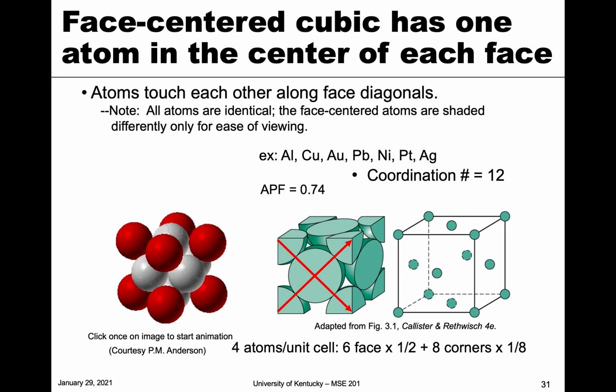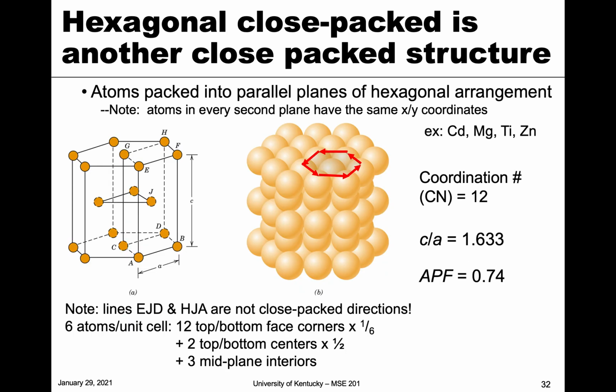So that's kind of how we can look at the face-centered cubic structure. All right, so all the other ones so far have been cubic. They're based on a cube. Here, we have what's called hexagonal close-packed. So as you might infer from the name, it's going to be based on a hexagon. But it is what we would refer to as a close-packed structure.